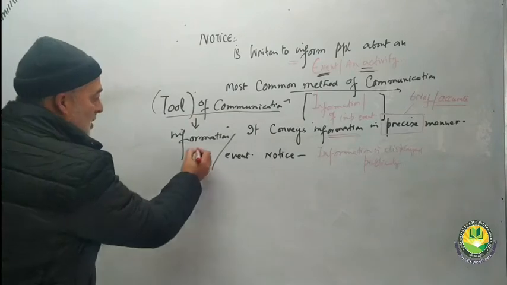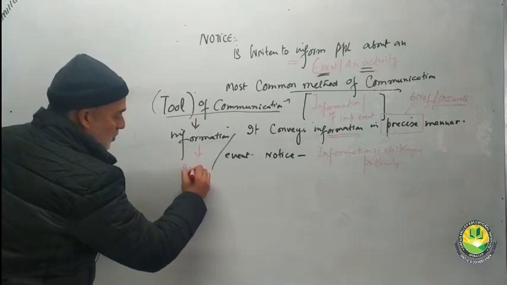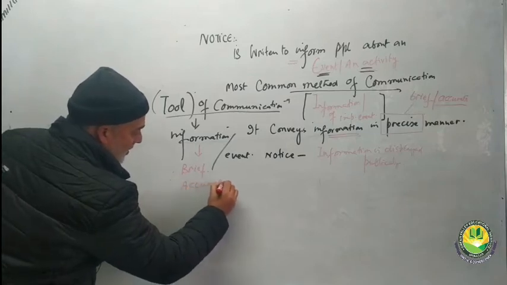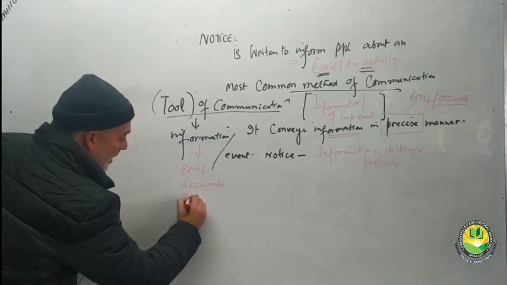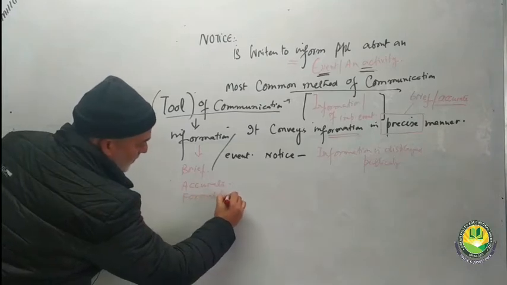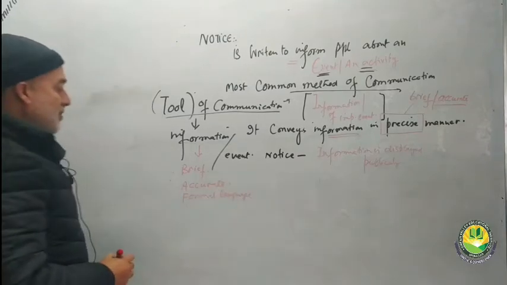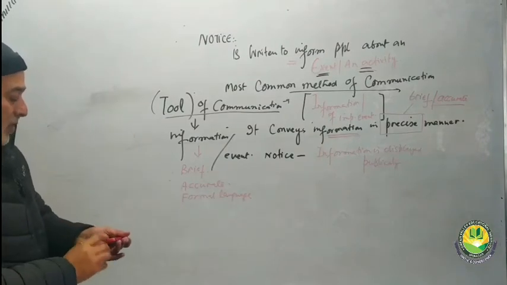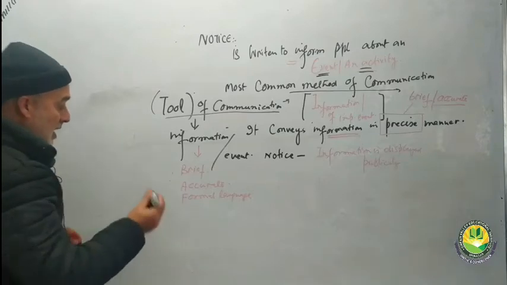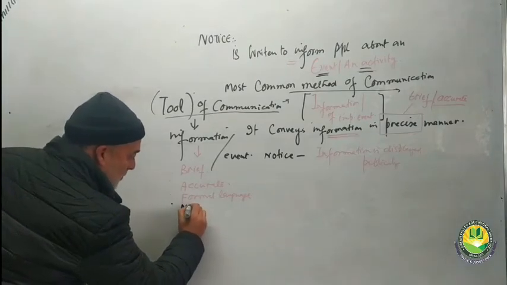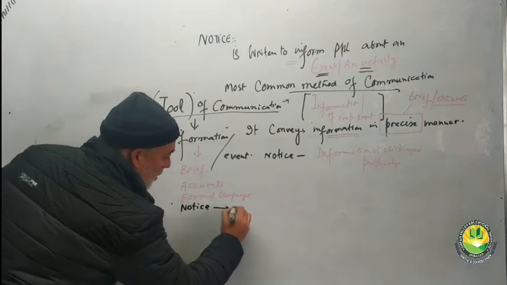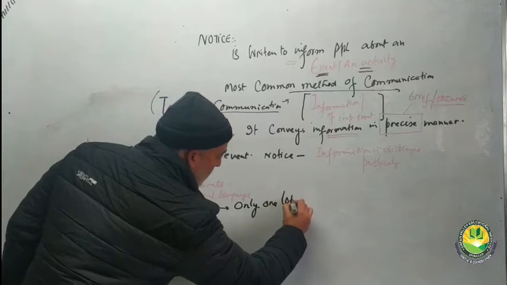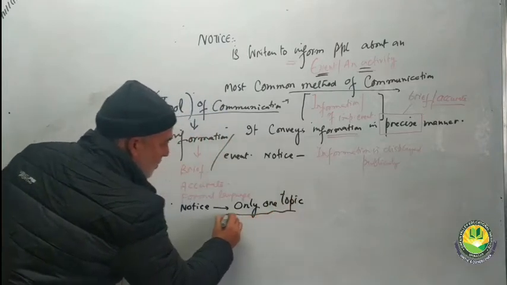So we have seen that a note is a tool of communication that conveys information of an event, but the information, as I told you, should be brief, accurate and in informal language. Remember, it should be brief, it should be accurate, it should be informal language. And a notice includes only one topic. Remember, this is very important.